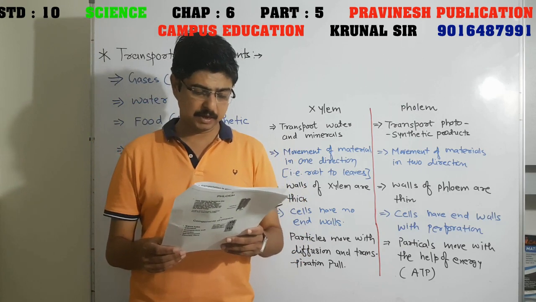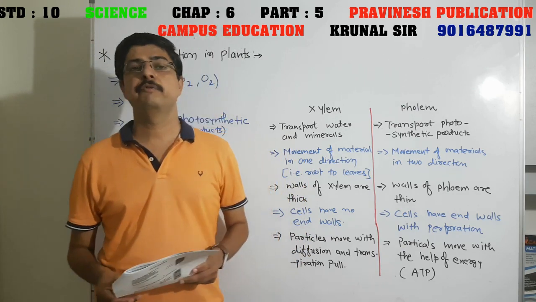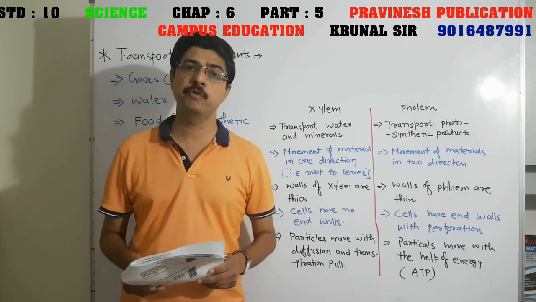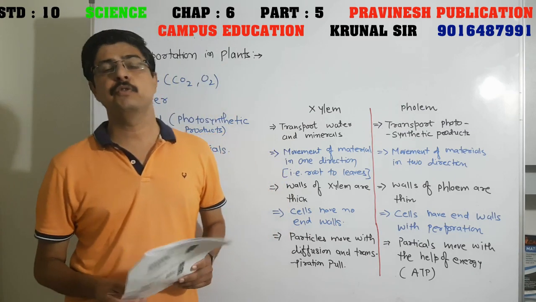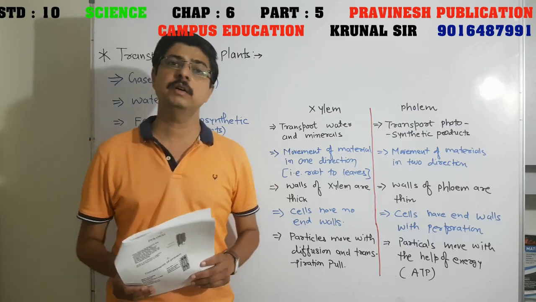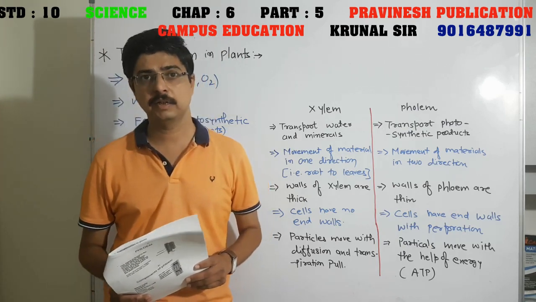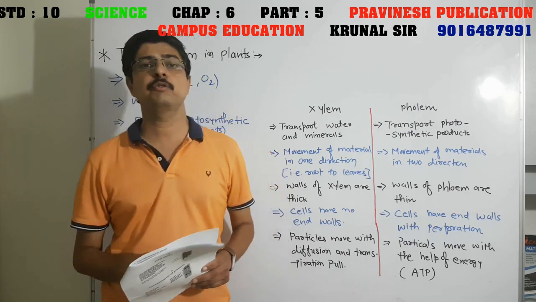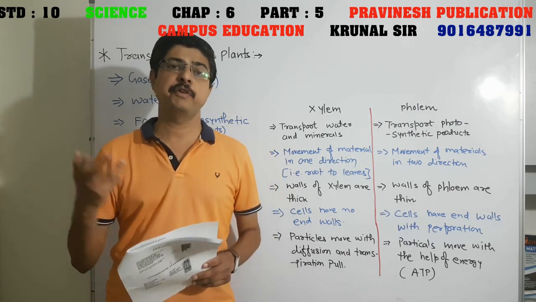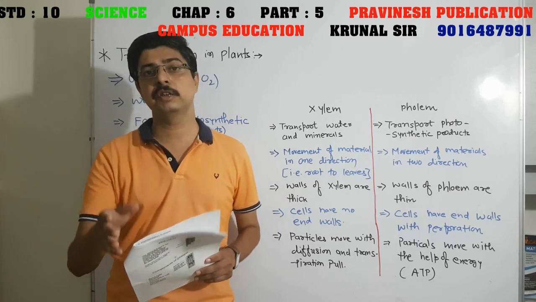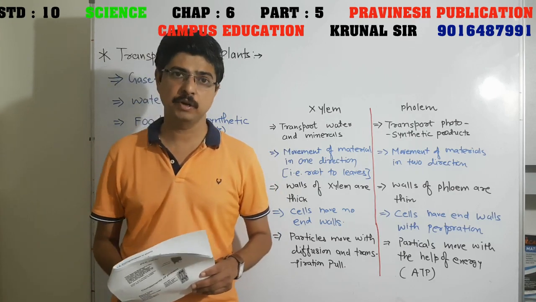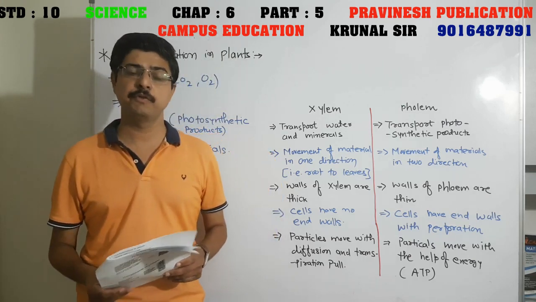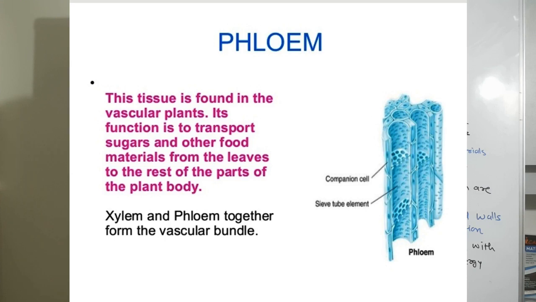Now next is transport of food. Friends, plants make their food with the help of the photosynthesis process. This photosynthesis process occurs in the leaves, that is in the chloroplast. This photosynthetic product, that is carbohydrate, needs to be transported to different parts of the plant, that is towards the stem, that is towards the root. So who carries this photosynthetic product? So the answer is phloem. On your screen, phloem.